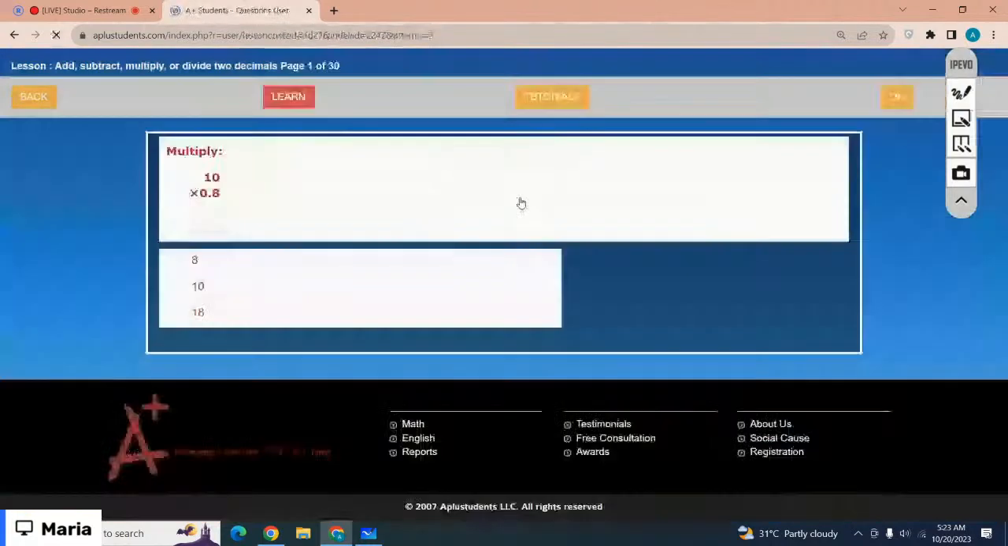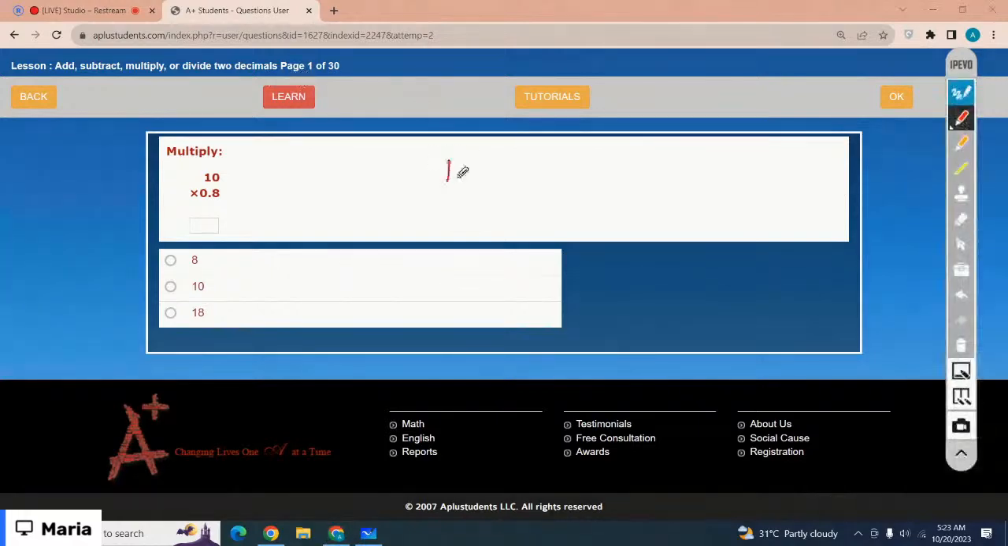Okay, you have to multiply, right? 10 times 0.8, just do without the decimal point. 10 times 8 is 80, right? Then you have to put a decimal point. Hold on, 10 times 8, that is 80. You have to put a decimal point right after one digit, so it would be 8.0. The correct option is 8.